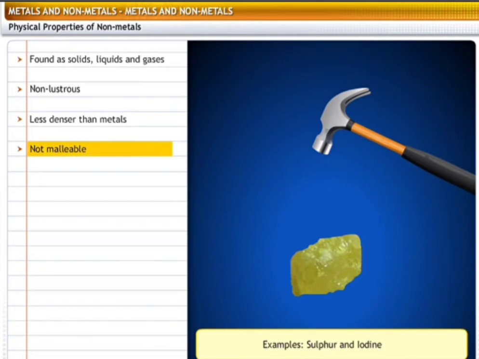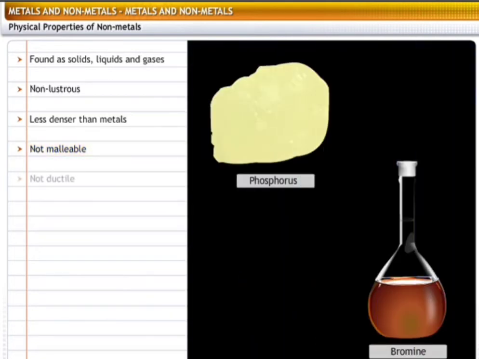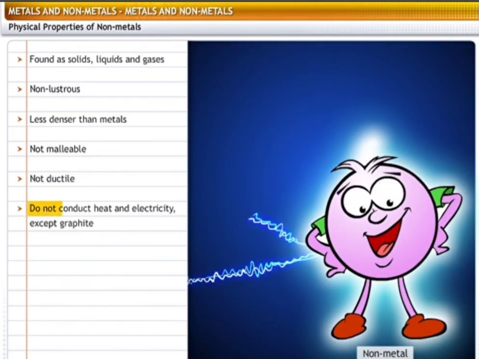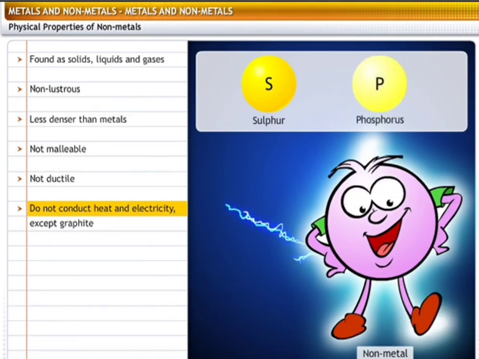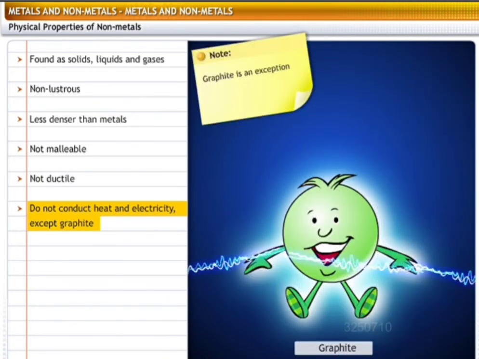Nonmetals are non-malleable. For example, sulfur and iodine cannot be hammered into sheets. Nonmetals, except for carbon fibers, are not ductile. For example, phosphorus and bromine cannot be drawn into wires. Nonmetals are bad conductors of heat and electricity. For example, sulfur and phosphorus cannot conduct electricity. The exception to this property is graphite, which is a good conductor of electricity.